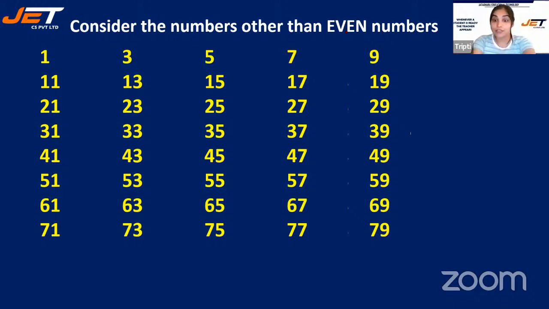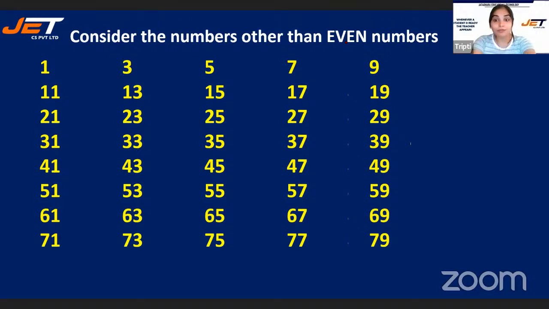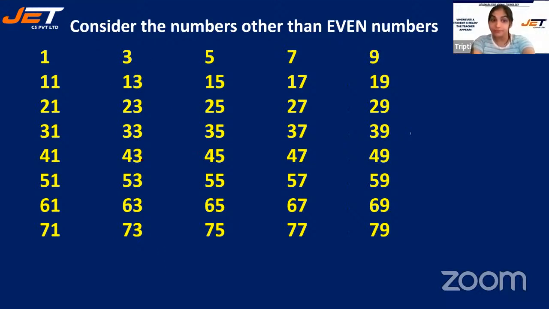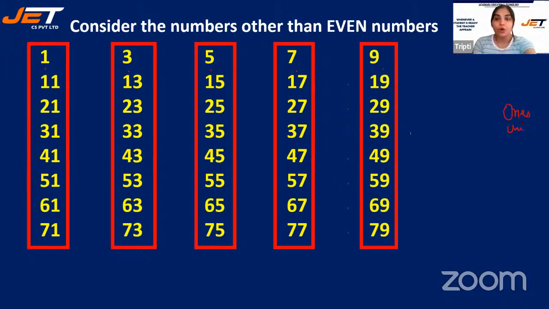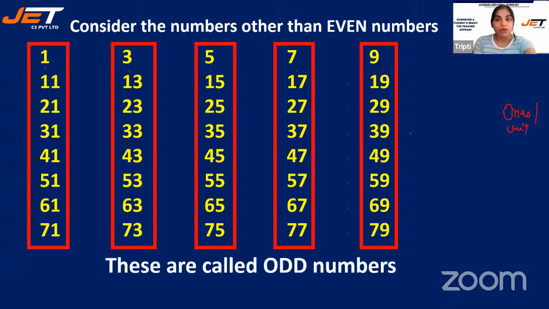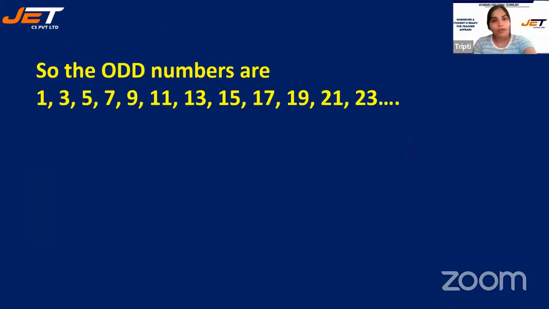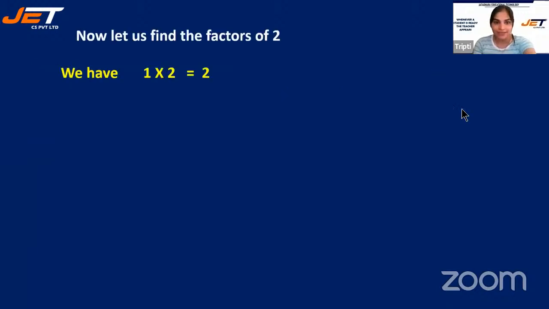Somebody answered in the chat box that a multiple of 2 is an even number. Yes, correct. Very good. I have removed all the even numbers from the list. The remaining numbers, the numbers that end with 1, 3, 5, 7, 9, are called odd numbers. You just need to see the ones place, or unit place. If you find 1, 3, 5, 7, 9 there, they are odd numbers.